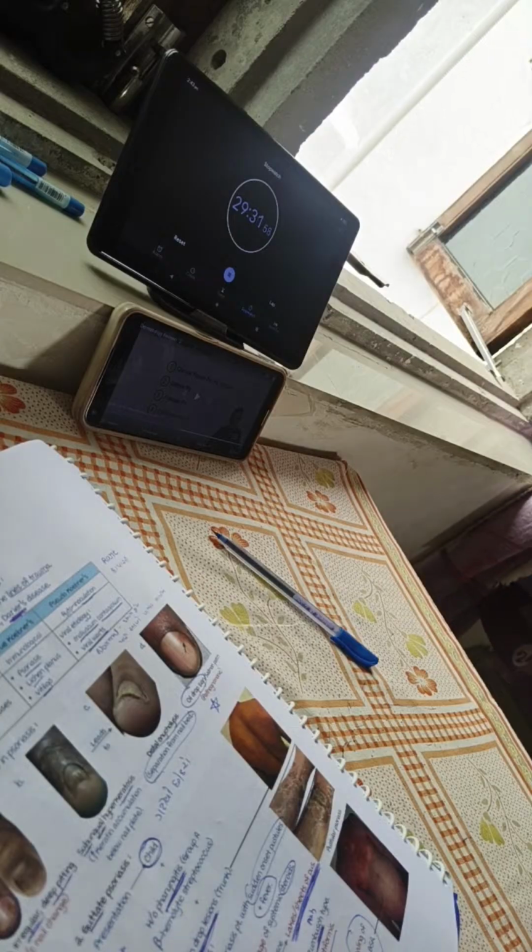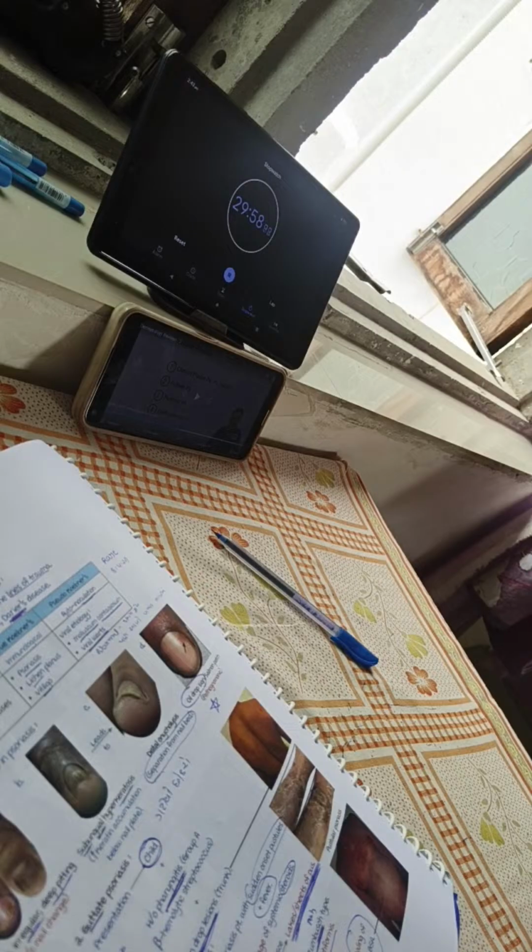Guttate psoriasis is the second type: a child with a history of pharyngitis with raindrop lesions, we get guttate psoriasis. Pustular psoriasis is a sudden onset of pustules plus fever plus lakes and sheets of pus. Types: acute generalized form is von Zumbusch, and in pregnancy, impetigo herpetiformis. Erythroderma is fourth.